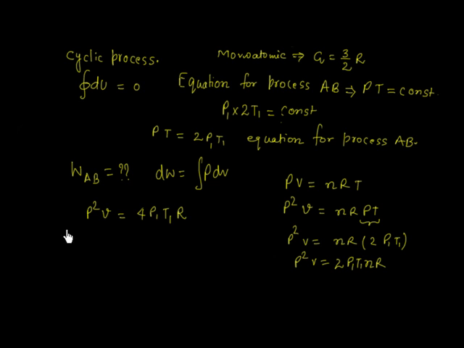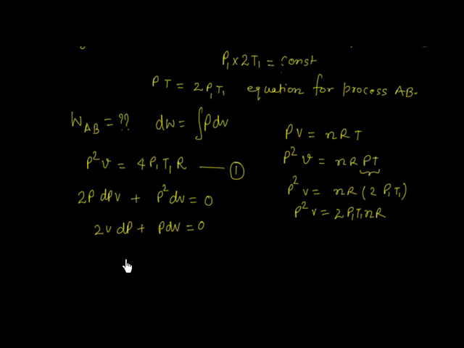So that is P dV. So let us differentiate this equation. Let us call this equation as equation number 1. If I differentiate, I will have 2P dP V plus, and then I will leave P square, differentiate V, dV is equals to 0. So if you take P common, this becomes P(2V dP plus P dV) is equals to 0. This means what? You have P dV equals minus 2V dP. So this is the value of P dV. Are you getting or not?